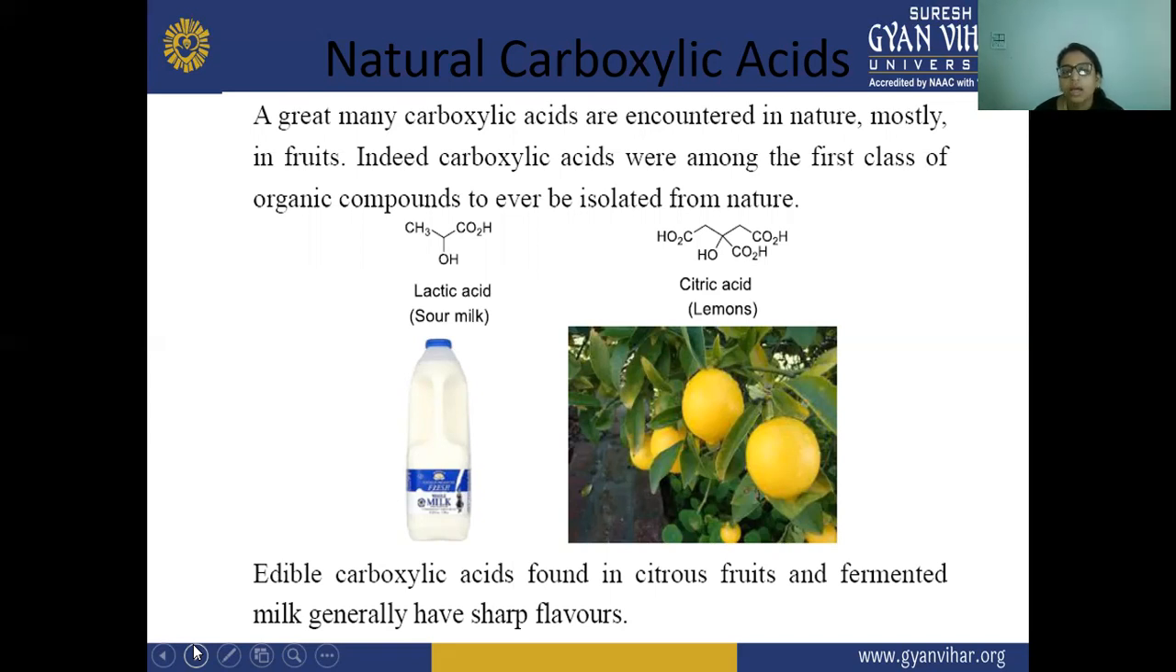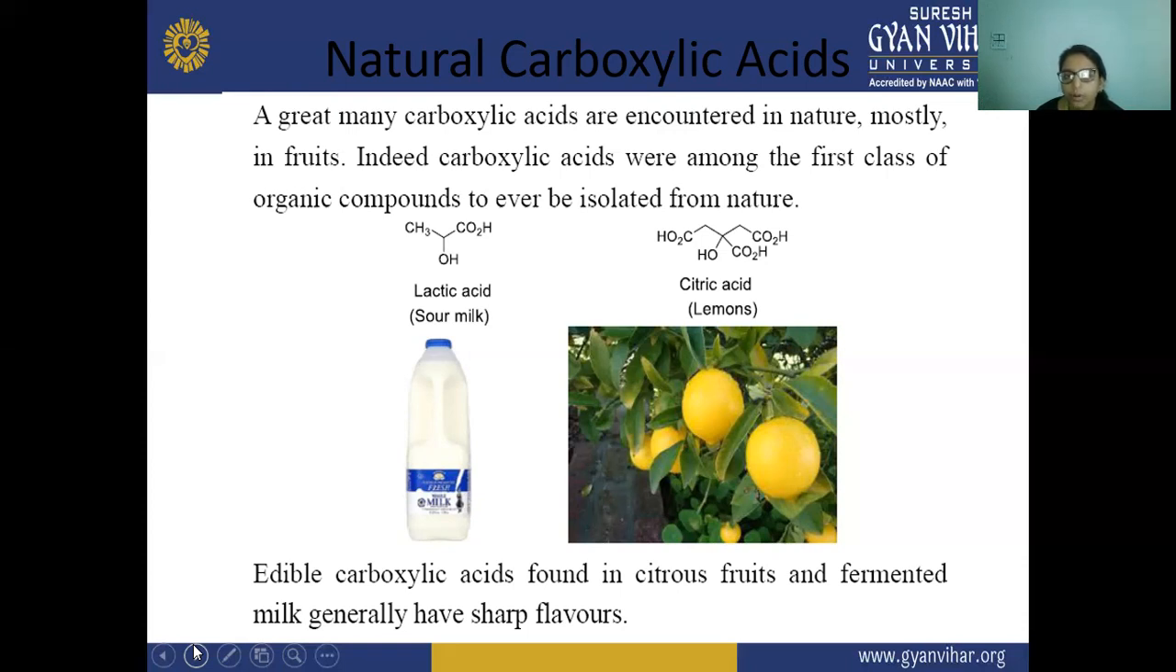So these two are examples of natural carboxylic acids that are isolated from nature. Edible carboxylic acids found in citrus fruit and fermented milk generally have sharp flavors. So both of them have a sharp flavor, and these are edible carboxylic acids, so we can eat them.